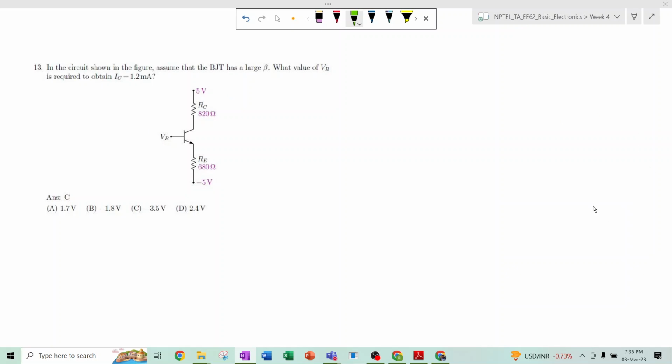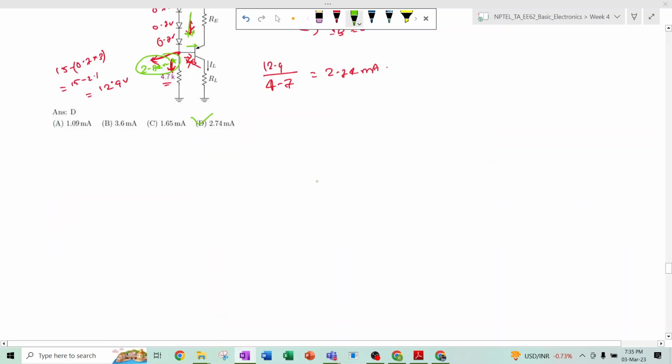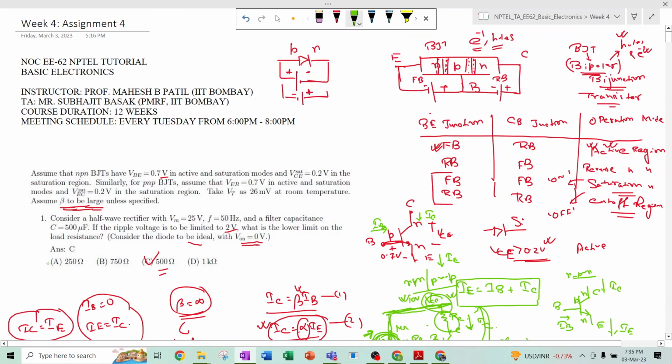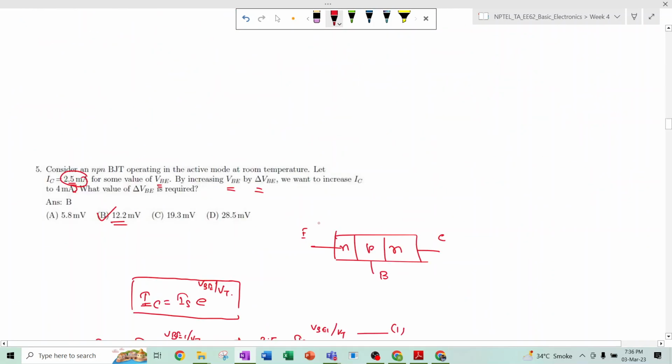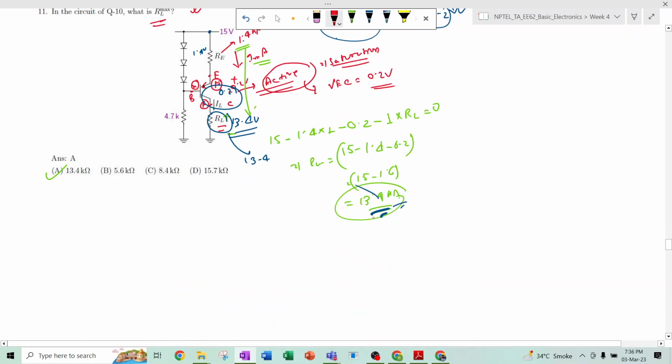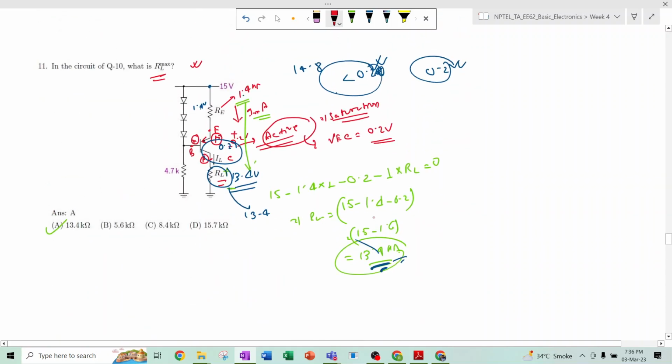Actually, this data was not given in the question. Beta is very large, and VCE should be 0.2, we should consider that; it was not given in the question. So I got it wrong, I was unable to solve that. There is a similar question where they just replace the three diodes by a single diode. Oh, is it? Okay, fine.